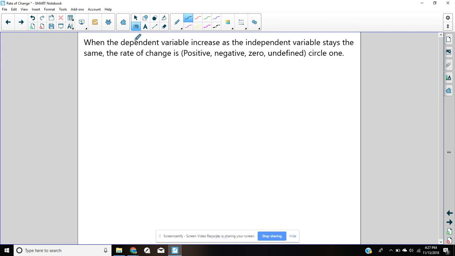Finally, dependent variable y is increasing. So on my coordinate plane, my y value is going up, but my independent, my x, is staying the same. It doesn't change. This is going to produce a line that would be a vertical line. Sorry about the crooked line. This is an undefined slope. Vertical lines are undefined.